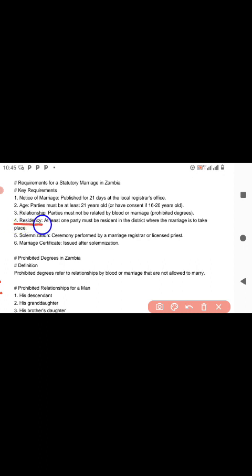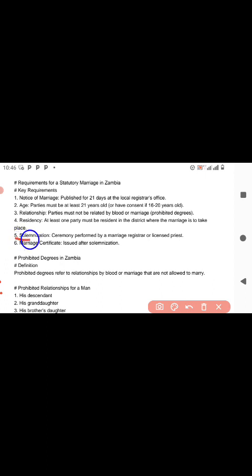Then residency. At the time the marriage wants to happen, at least one party must be resident in the district where the marriage is to take place. You cannot say, I'm from Lusaka, but we'll get married in Solwezi, when you're not residents of Solwezi. They will not approve of it. So you must be in that particular area for a period of 6 months or more.